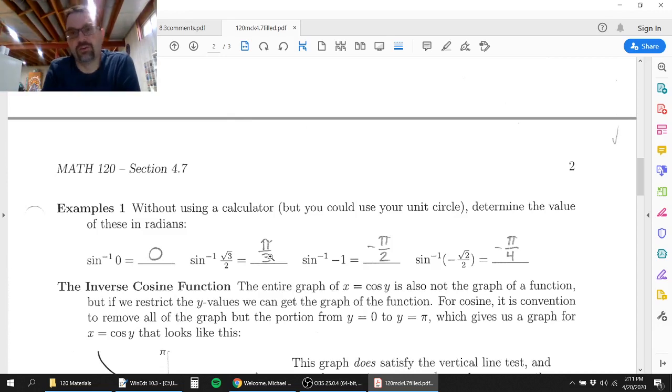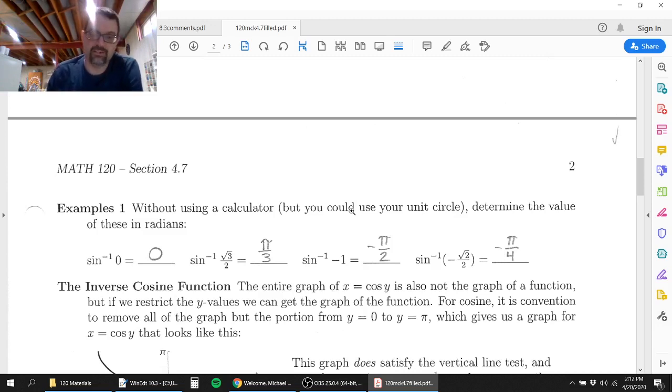So you could do it in degree mode and convert to radians, or look at a unit circle and pick out which angle between negative 90 and 90 has a sine equal to square root of 3 over 2: 60 degrees, or in radians, pi over 3. How about of minus 1? What's the angle whose sine is negative 1? Well, in the range for this function, it's negative 90 degrees, or negative pi over 2. And for negative square root of 2 over 2, you get negative 45, or in radians, minus pi over 4.